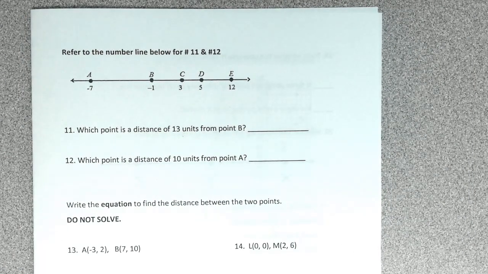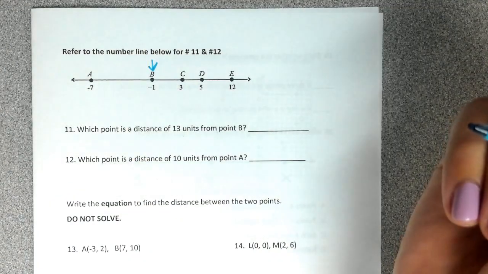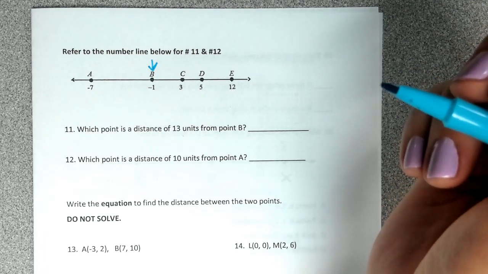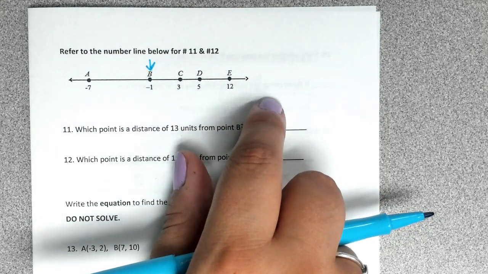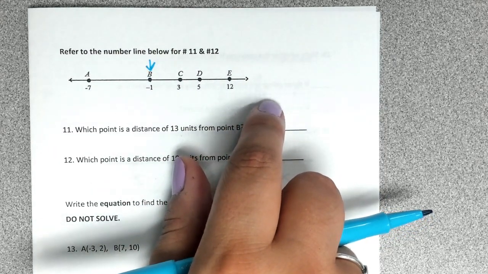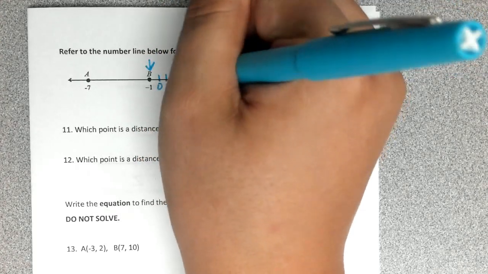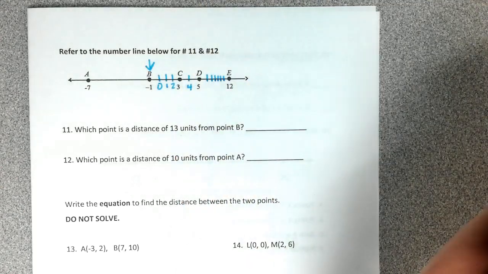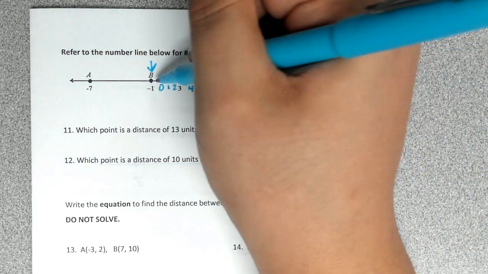Which point is a distance of 13 units from point B? Here's point B. What's up? Okay. How do I know 13 units? There's no lines here. Can I make them? Yeah. I got -1, 0, 1, 2, 3, 4, 5, 6, 7, 8, 9, 10, 11, 12. And what do I need to do?